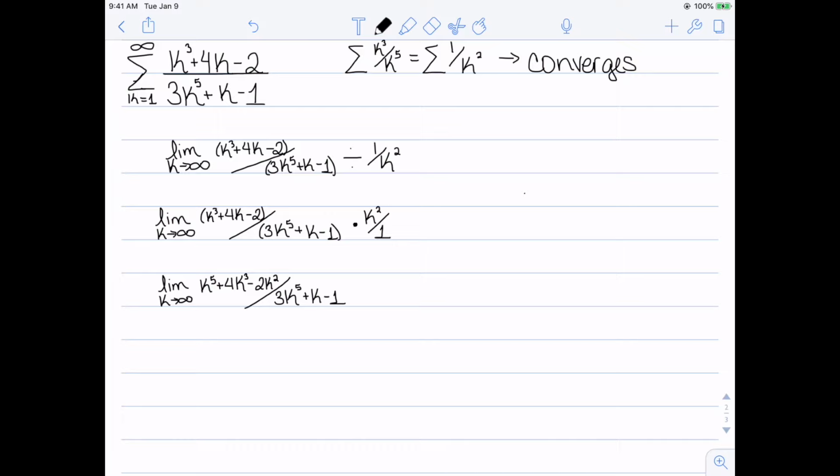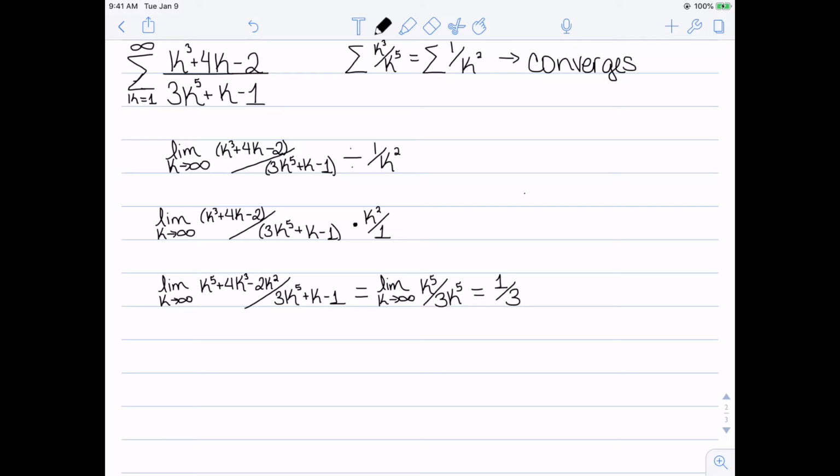Now it's important to remember that whenever we're dealing with limits, we really only care about the leading terms. So this will be the same thing as the limit as k goes to infinity of k to the fifth over 3k to the fifth, which is equal to 1/3. So I now have my limit.